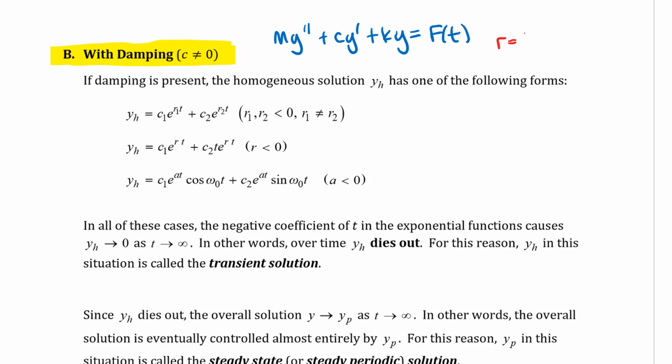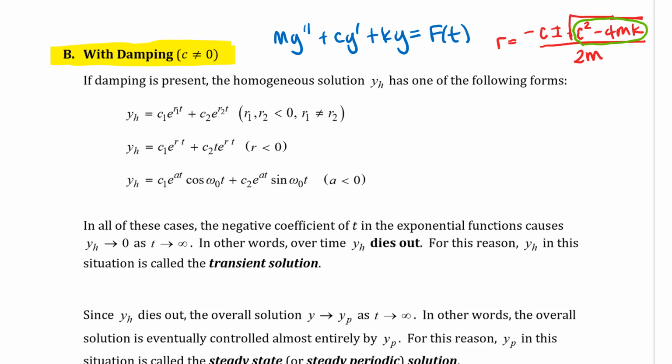So you would have negative c, the coefficient of the middle term, plus or minus the square root of c squared minus 4mk, all over 2m. And you know from solving quadratic equations that the kinds of solutions that you get depends on what is happening inside that radical.